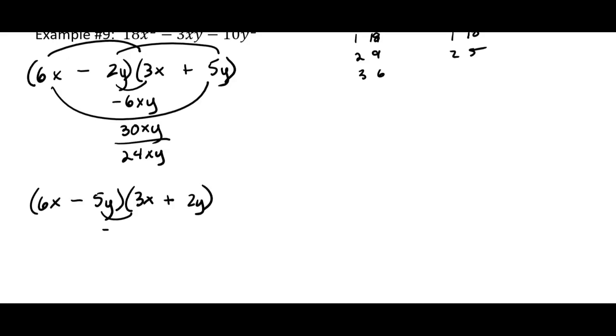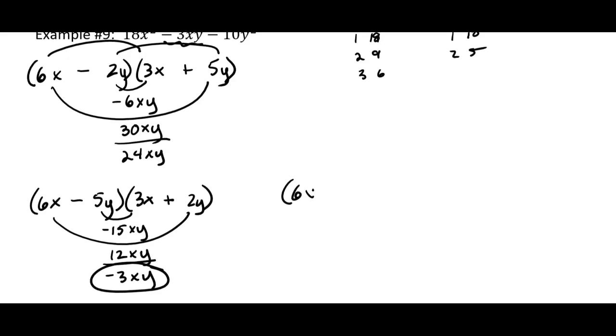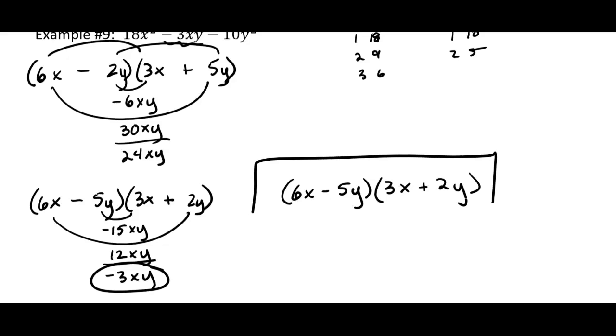I get a negative 15xy and I get a positive 12xy. Ooh, this is good. All right, that's a negative 3xy. So it worked on the second try, but there were lots of different combinations. So did we get lucky? Yeah, we got lucky. Okay, so it's a negative 3xy, and that's what I want in the original problem. It was negative 3xy. So my answer is going to be 6x minus 5y times 3x plus 2y. And there we go. All right.